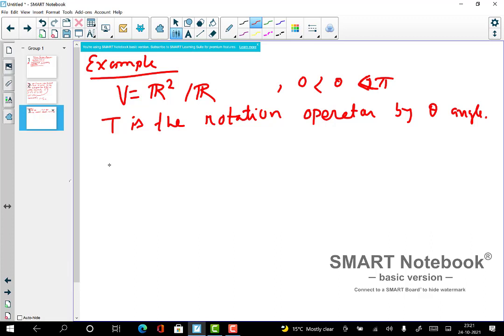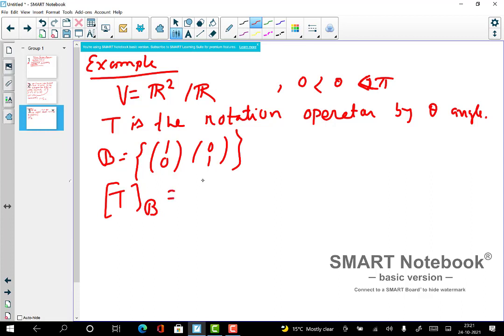Then we know that with respect to the standard basis, the matrix representation of this operator looks like cosine theta, minus sine theta in one row, and sine theta, cosine theta in the other, right? This was the matrix representation of this operator. Some people use the plus here and the minus there, also no problem.